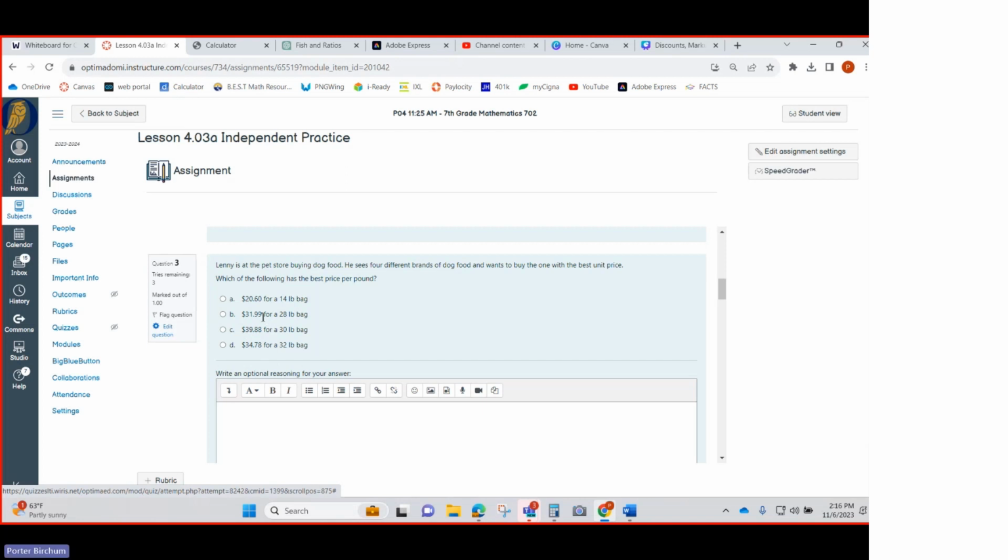But then B is less money and less pounds. Oh, and then A is also less money and less pounds. So I think it could be either A, B, or D. Sweet. I eliminated one of the choices without doing any math.